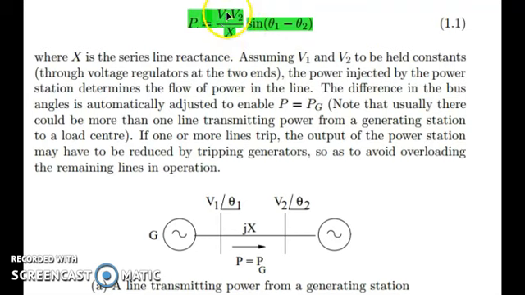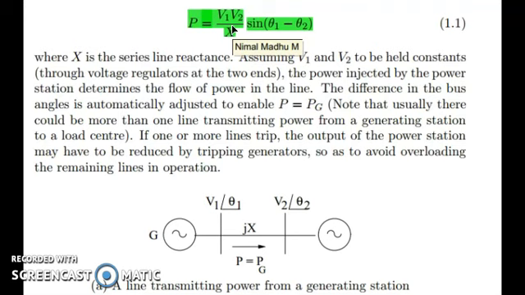Also, we can see that when we plot P versus theta 1 minus theta 2, a sinusoid curve, the peak value is going to be V1 into V2 divided by X, which is nothing but the maximum power transfer capability from points 1 to 2. So this maximum value will also improve if we can reduce the value of X. This is another control aspect when we are employing series compensators.